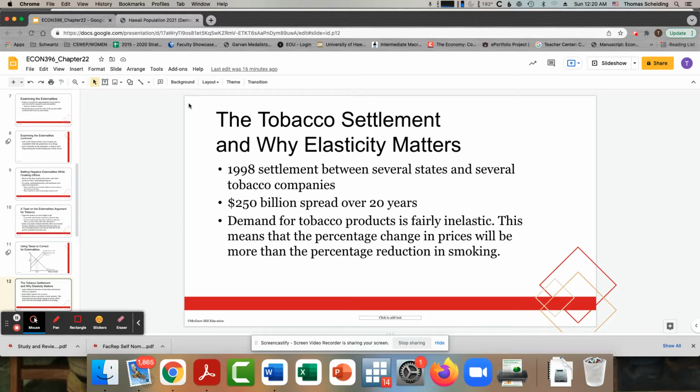And there's not a lot of alternatives. Well, there is a pretty significant alternative now, which is vaping. But really, the biggest thing is that people just pay the cigarette tax because they've got to smoke.